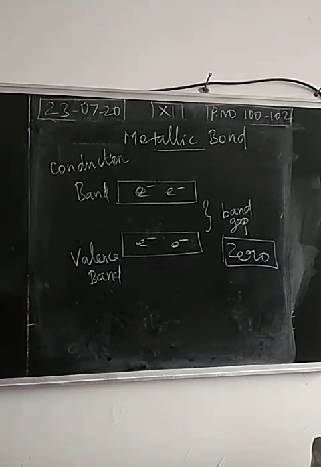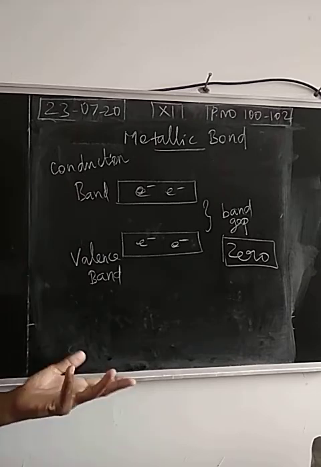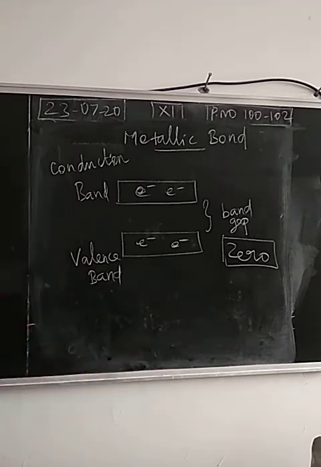So the band gap is 0. Due to the absence of a band gap, we cannot easily differentiate the valence band from the conduction band. So electrons can conduct electricity easily. Okay. So this is responsible for electrical as well as thermal conductance of metals.